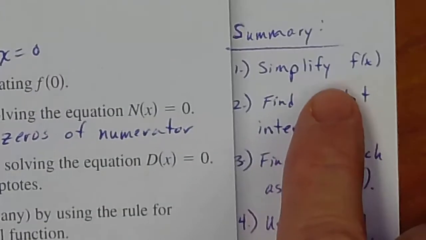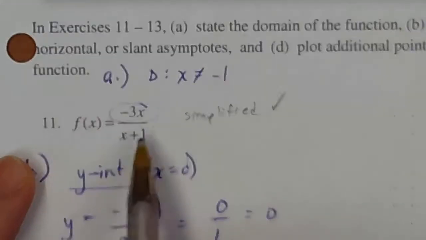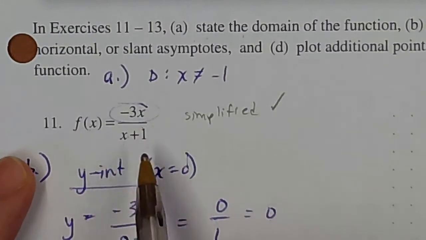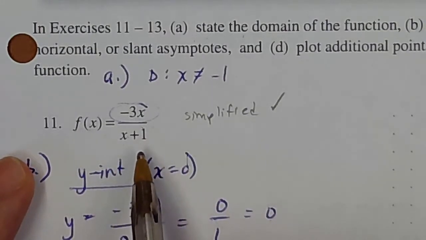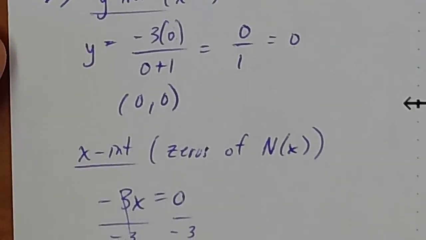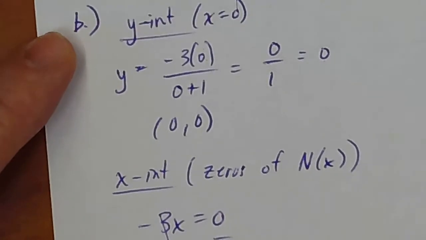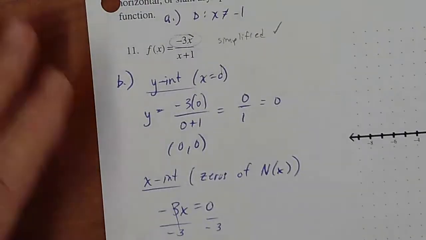So we need to make sure we simplify the function first. We worked with this problem a little bit yesterday, and it already is simplified. There's nothing I can do to factor it out and reduce it. Okay, and we already found the intercepts. Here they are. Okay. So on to C. Let's go ahead and find the asymptotes. I'm just going to section this off a little bit so that I got more room.